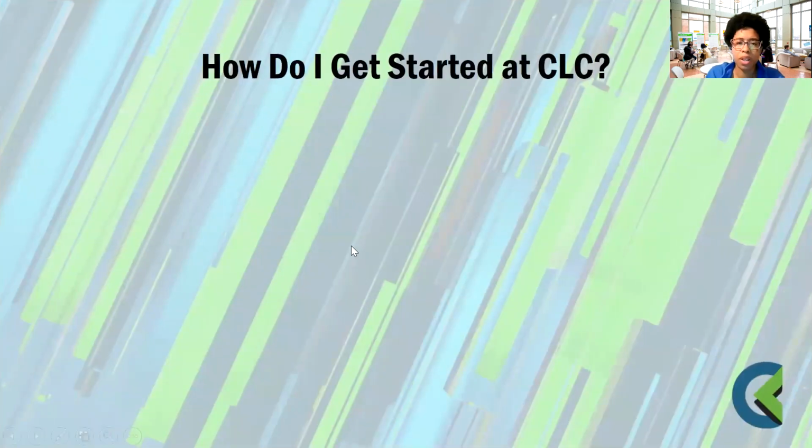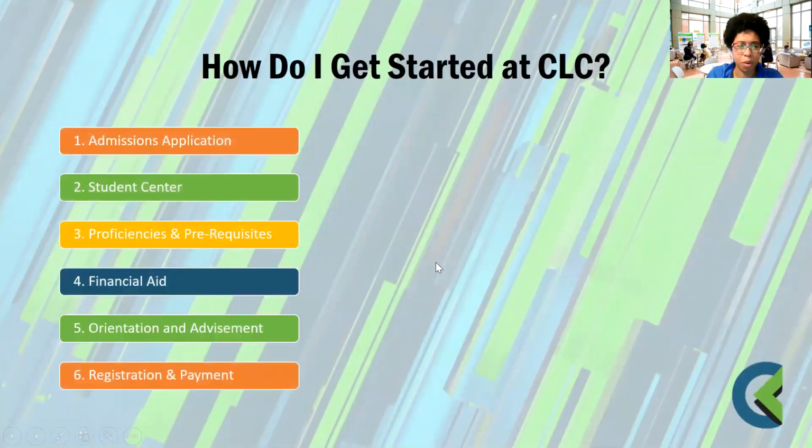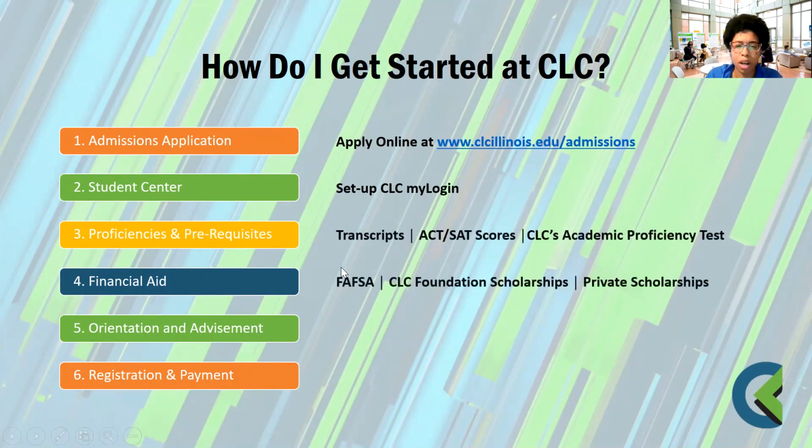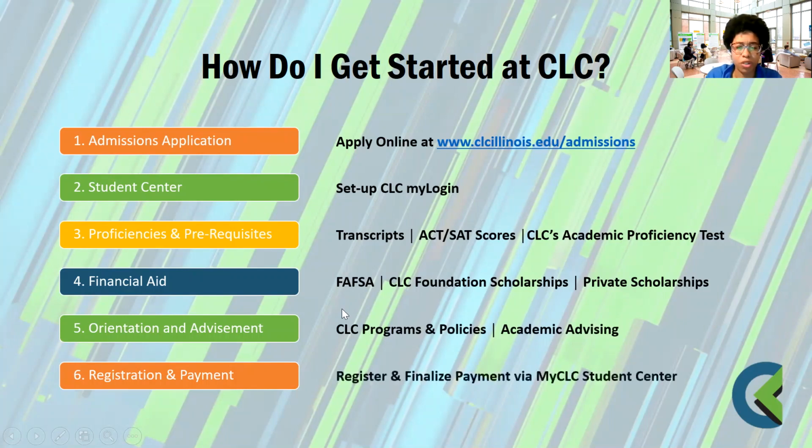Wonderful. So here is the list of steps that we're going to go over today. From start to finish, we're going to go over the admissions application, how to log into your student center, just a quick setting up of your student account, proficiencies and prerequisites and how to meet those, financial aid information, including scholarships, orientation and advisement, and of course, registration and payment and what comes after that.